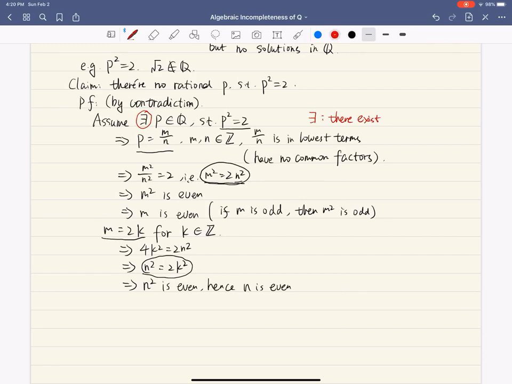Okay, here's the answer. Well, we find out that m is an even number and n is also an even number. So the contradiction is that if m is an even number and n is an even number, then m over n is not in lowest terms, right? And since we have already assumed that m over n is in lowest terms, that's a contradiction, right? So contradiction.